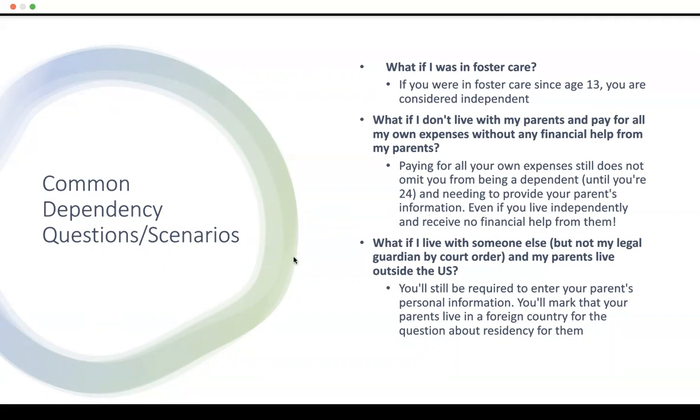What if I live with someone else, but not my legal guardian by court order, and my parents live outside the US? This is a very common question. You'll still be required to enter your parents' personal information on the FAFSA or WASFA if you're considered a dependent. On the application, there's a question about residency for your parents, and you will just mark that they live in a foreign country, okay?